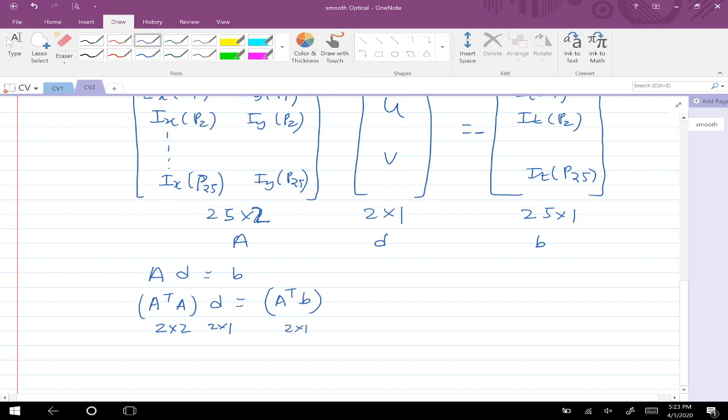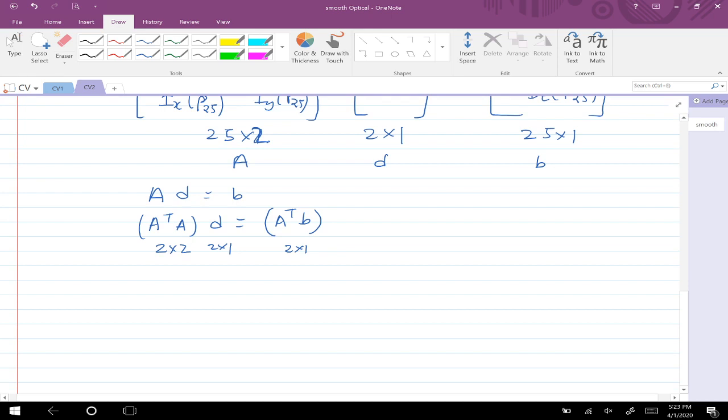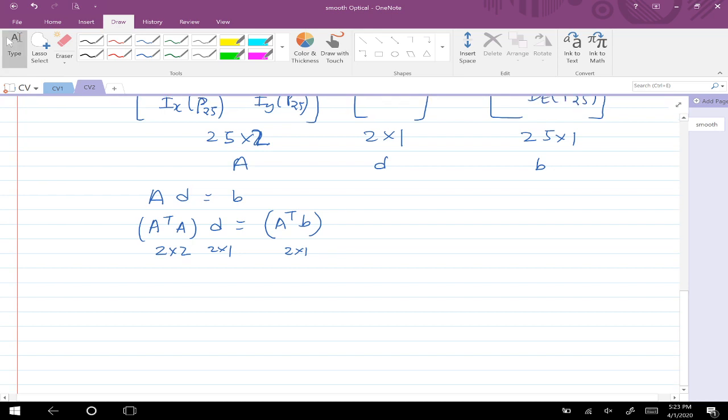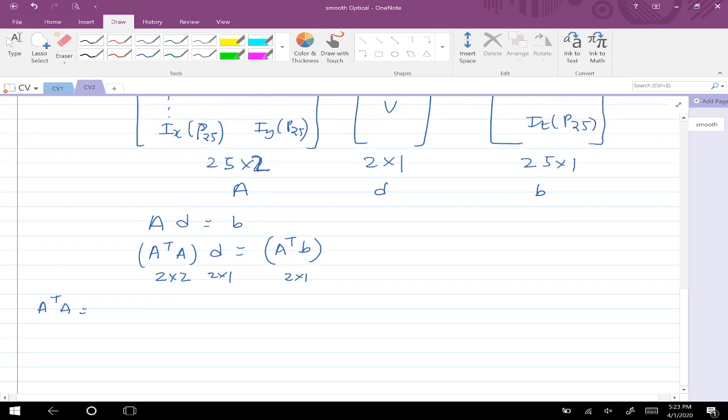And then once you know it, you compute the inverse of it and move it to the other side. Okay, D equal to A transpose A inverse multiplied with A transpose B. So let's now write the expression for A transpose A. How does it look like?